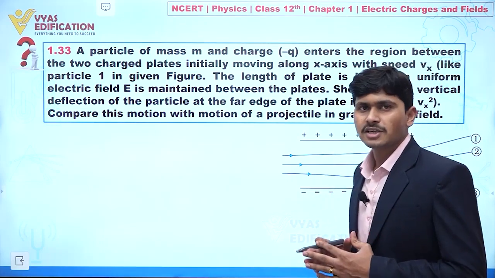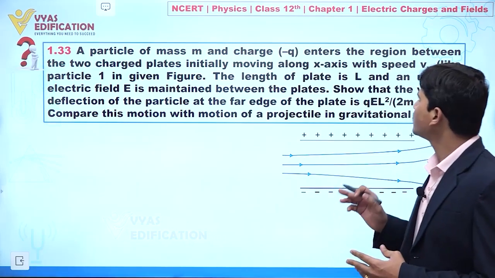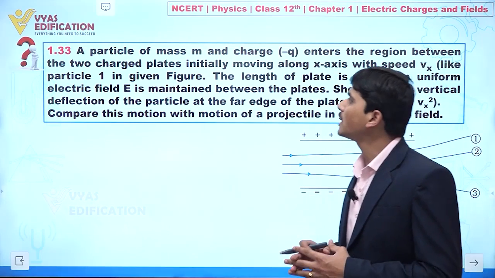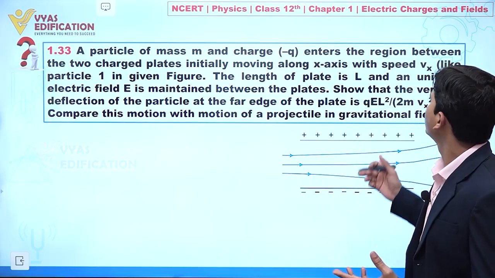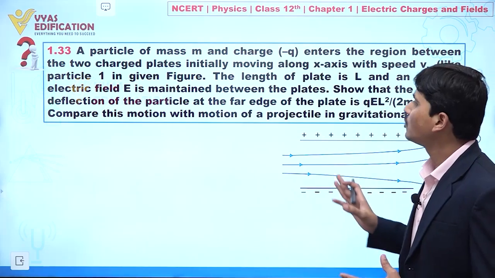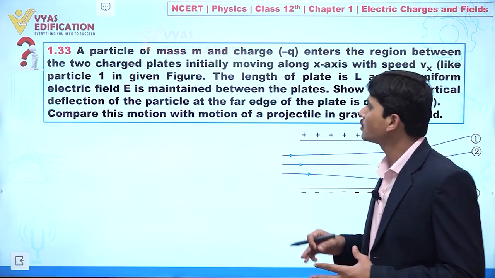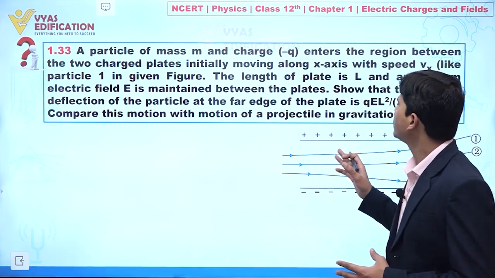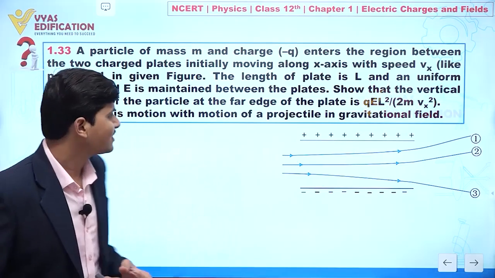In this question it is given that a particle of mass small m and charge minus q enters the region between two plates, initially moving along the x-axis with the speed Vx. The length of the plate is L and a uniform electric field E is maintained between the plates so that the vertical deflection of the particle at the far edge of the plate is this one. Clear? So now concentrate on the screen.